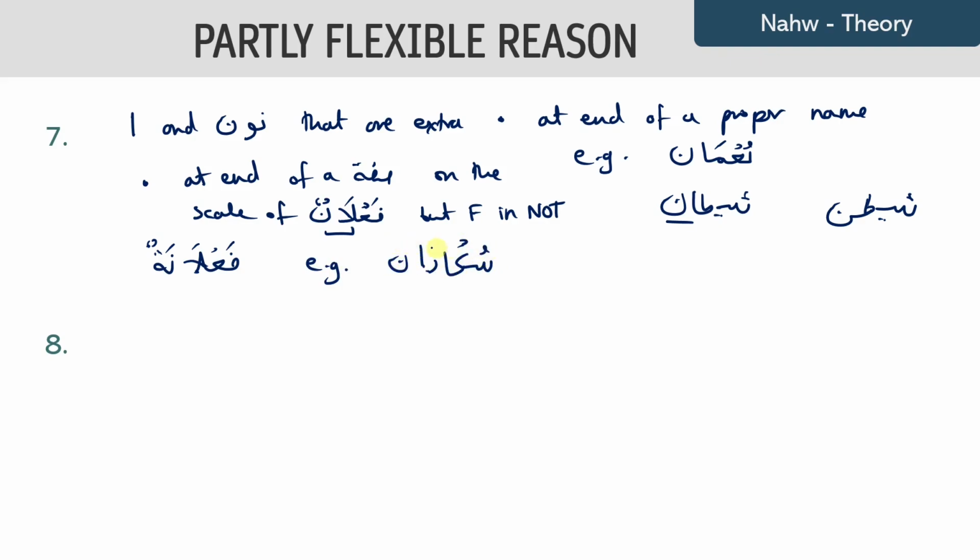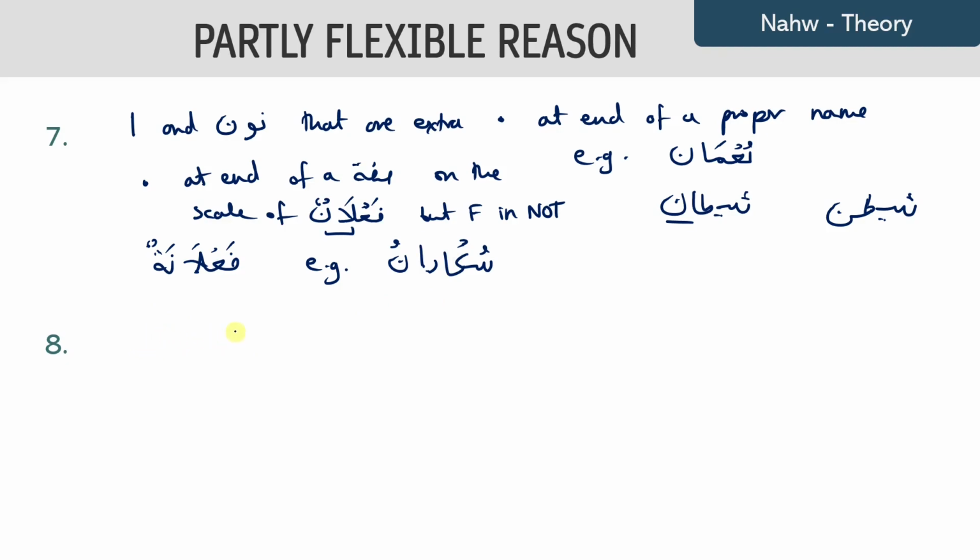The word sukranu is ghair munsarif because it is a sifa, it is a description, and it has alif and noon that are extra at the end. And the feminine of this is sukara, so it's not sukranatun, it's sukara. So that is ghair munsarif.